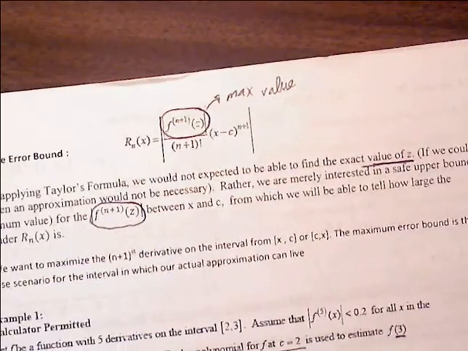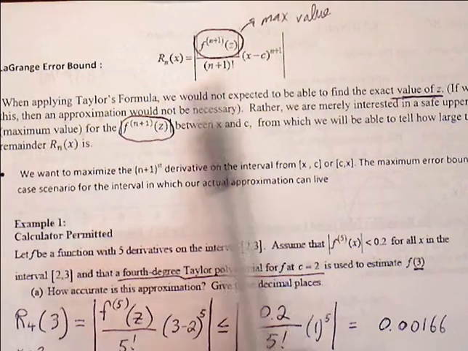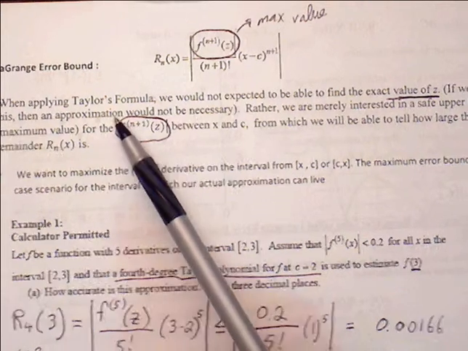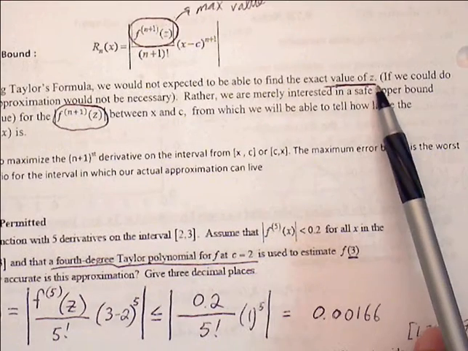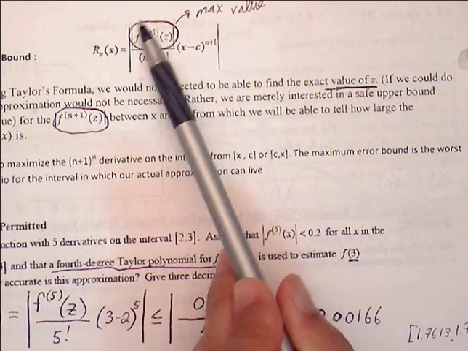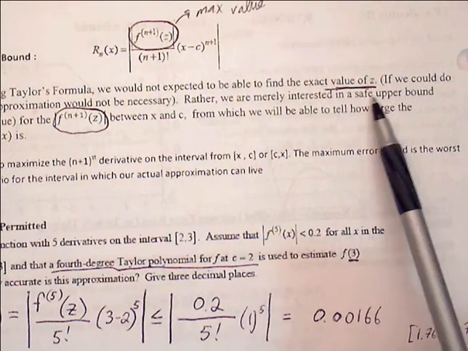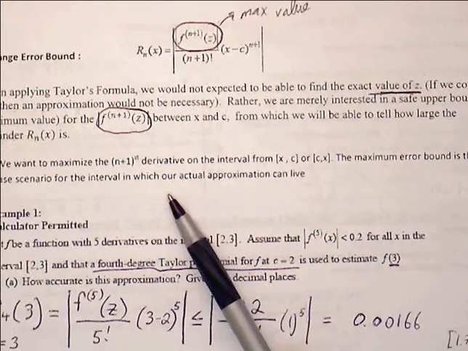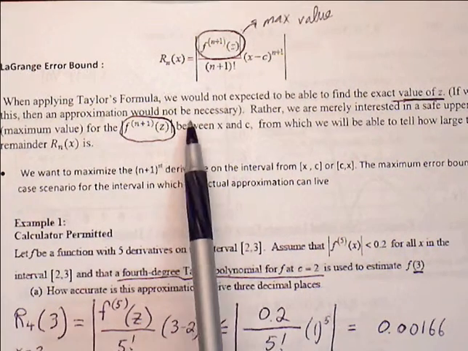So a bit more about this remainder error bound. When applying Taylor's formula or this Lagrange error bound, we will not be expected to be able to find the exact value of z because the exact value of z will be the value that will be producing the exact remainder. Okay, we're not going to be able to find the exact remainder. If we could find this, then approximation would not be necessary.